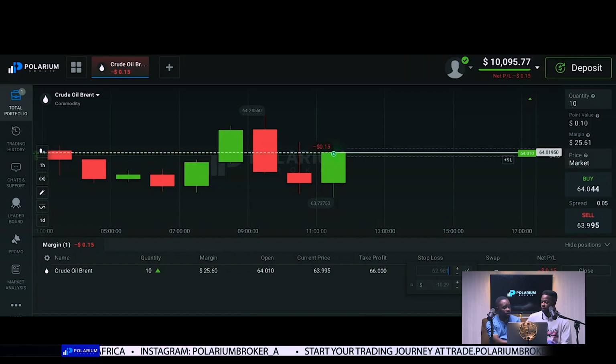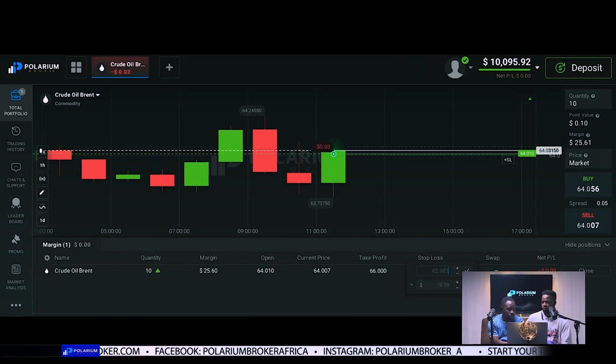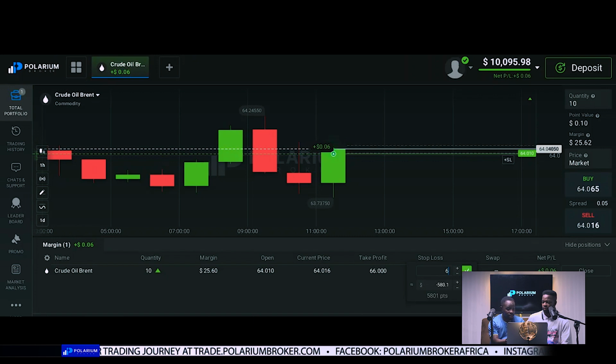Remember, you put 25.6 there. So you need to decide what is your acceptable loss range. Right now, the open rate is 64. If we put 60, 60 would be too low, because at 60, you have already lost more than what you put in. So 60 cannot work because this is your margin and this is your investment.